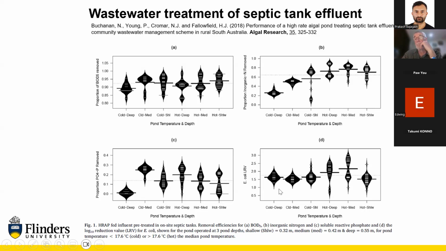And overall, this was one that was really quite an interesting result. Overall, for disinfection and E. coli removal, it looked like there was no temperature difference and no depth difference that affected E. coli removal. So we were getting about 1.5, 1.75 log removals, and we were over 2 in the warmer periods if you operated as a medium depth pond, but probably not a lot of difference.